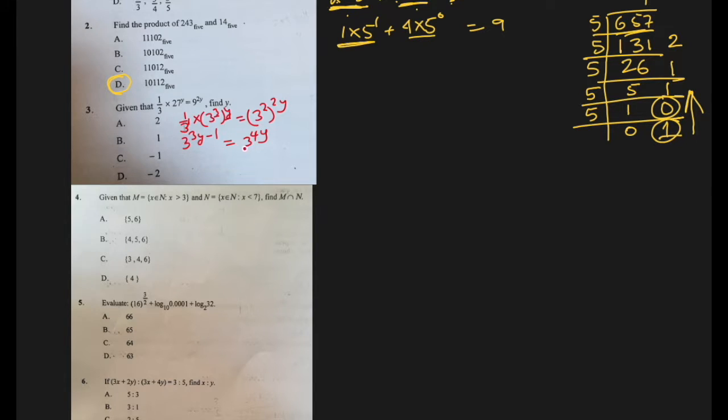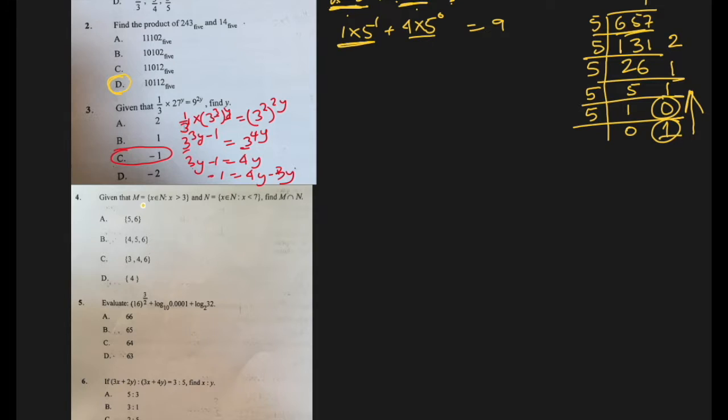And now since the bases are 3, we can equate the exponents. So 3y minus 1 is equal to 4y. Keep minus 1 here. 4y minus 3y, which is y, equal to minus 1. C is the answer in this case.